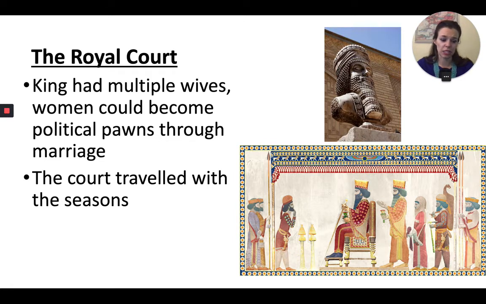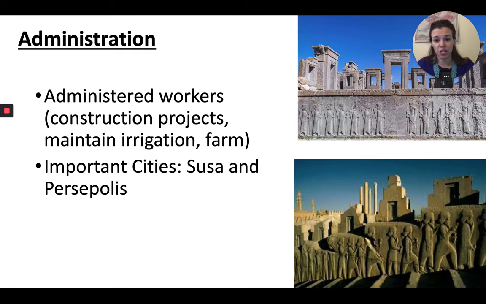So how does that work? If you have a huge kingdom, you have lots of people, how do you actually govern it all? Well, we see that they have a very complex bureaucratic system in place. You had workers whose job it was to oversee construction projects, maintain irrigation, farm. These workers were divided into men, women, and children.